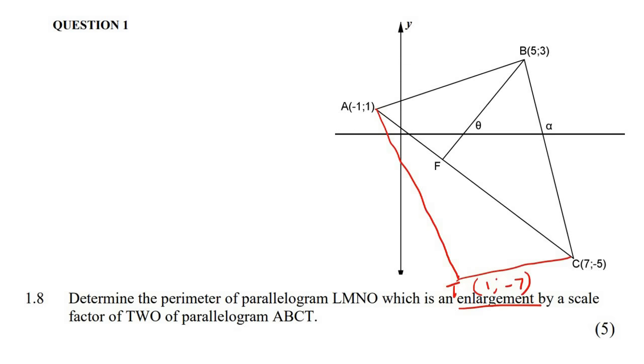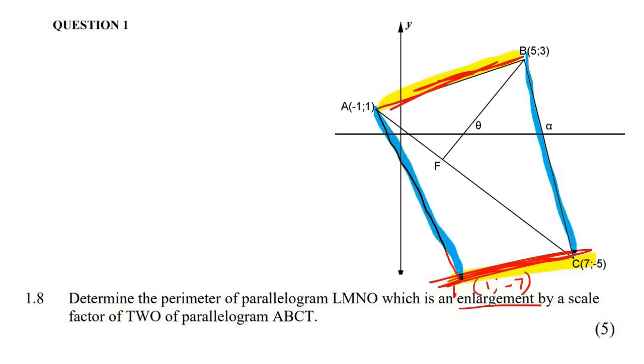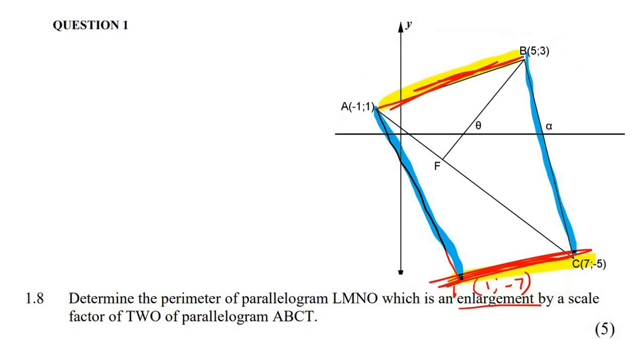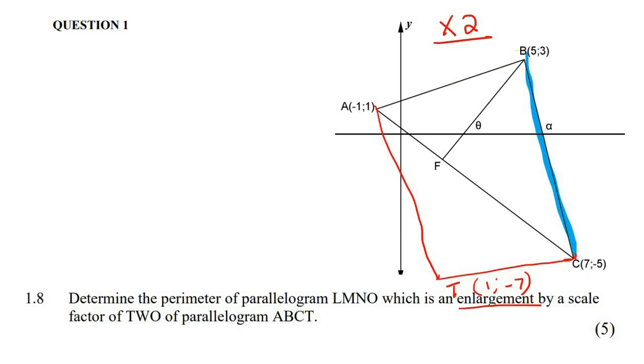So all that we're going to do is work out the length of this line over here, for example, and that'll be the same as the length of this one. So that one and that one will be the same. So you don't have to work out the length of both. That's just a waste of time. And then we're going to work out the length of this line, and that'll be the same as the length of this line. So that would give you the perimeter of this parallelogram. Then we'll just take that answer and multiply it by 2, because the LMNO parallelogram is a factor of 2 larger. That's it.